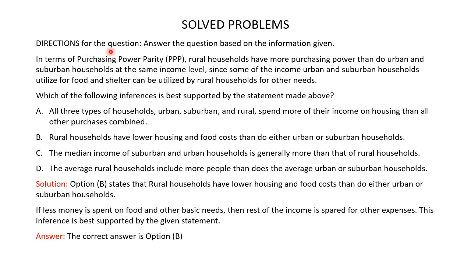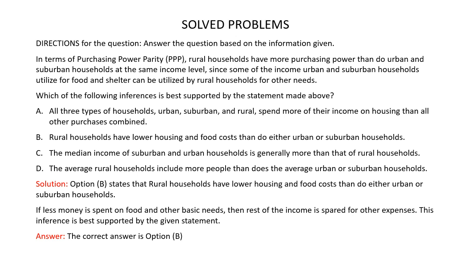Directions for the question. Answer the question based on the information given. In terms of purchasing power parity (PPP), rural households have more purchasing power than do urban and suburban households at the same income level, since some of the income urban and suburban households utilize for food and shelter can be utilized by rural households for other needs. Which of the following inferences is best supported by the statement made above? Here you are given four options and you have to find out which of these options is the correct one.